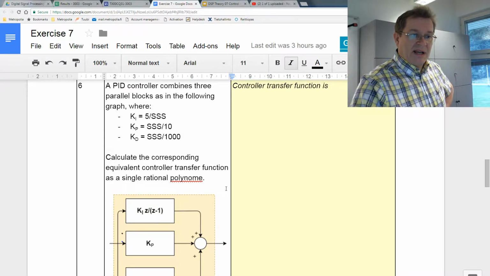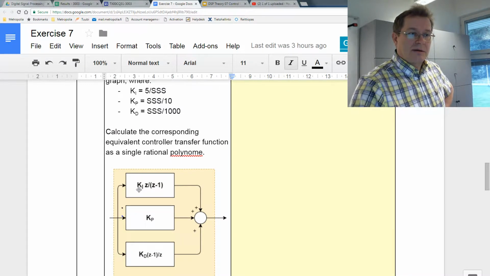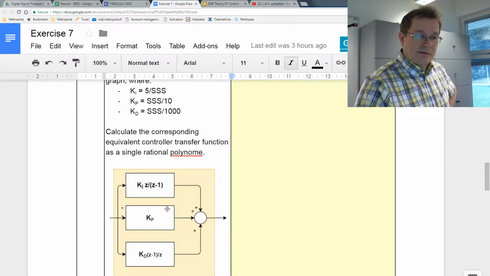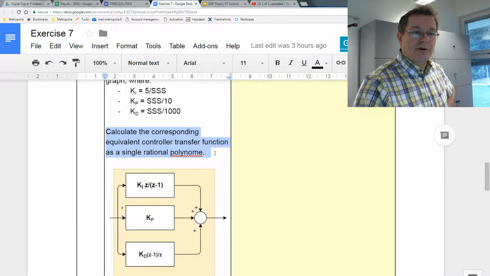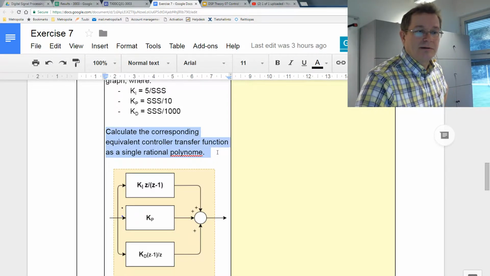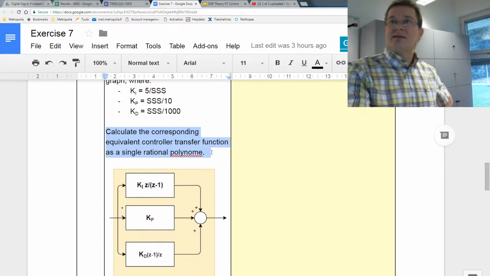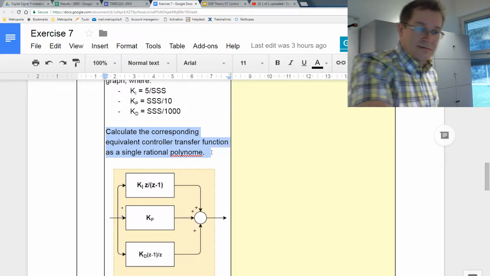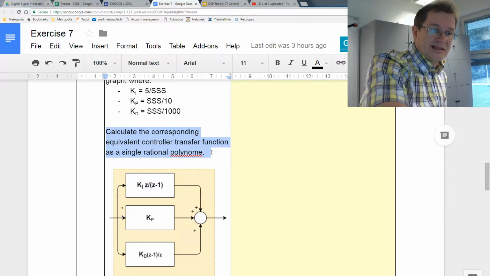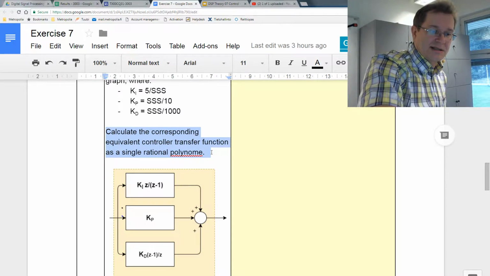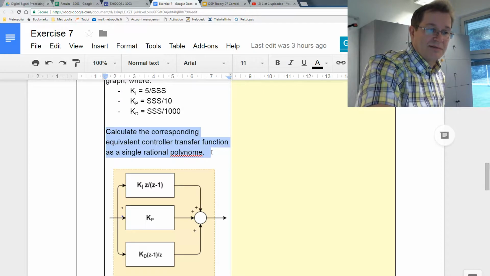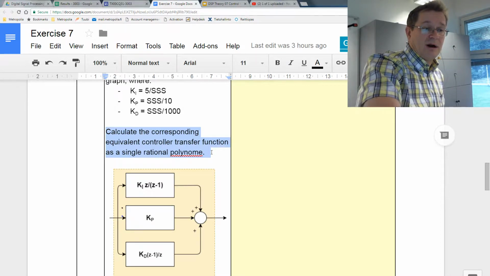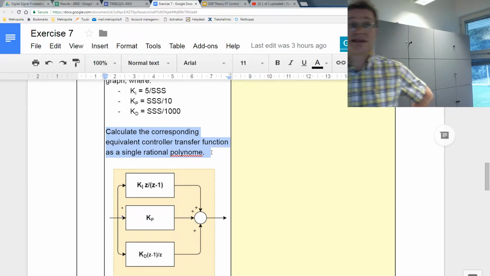So, but anyways, that's the control system. You have the parameters. First is to calculate the corresponding equivalent controller transfer function as a single rational polynomial. This is giving this form that it has some value kp plus kd times z minus 1 divided by z plus ki times z divided by z minus 1.